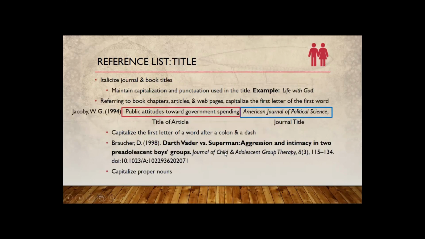All right, and then we'll go over the title. Titles of journals and book titles have to be italicized. They maintain the capitalization and the punctuation used in the title. When you're referring to book chapters, articles, and web pages, you only capitalize the first word, and everything else is lowercase. As you can see, don't forget to italicize. The journal title is exactly as it would appear in your reference.